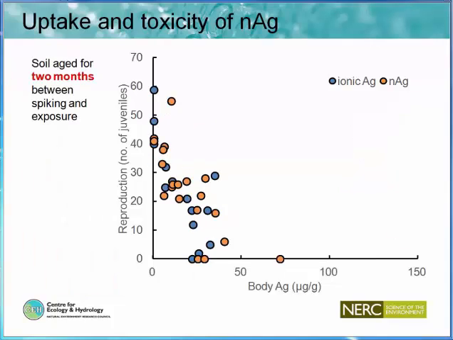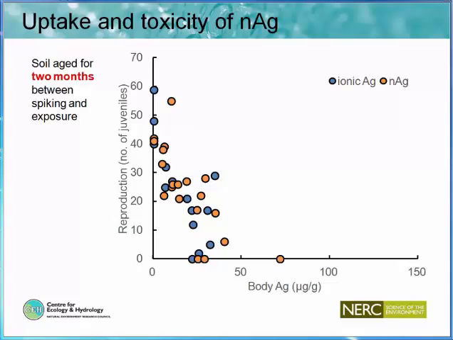However, if we do the same thing, but instead of leaving the soils for a week between spiking and exposing the worms, we leave them for 2 months, we get this pattern, where essentially the relationship between the concentration of silver in the worm and its reproductive ability looks the same. This is not a function of exposure. In both cases, the worms were exposed to the soils in exactly the same way. It has to be a function of chemical changes that have occurred in those 2 months between spiking the soil and actually exposing the worms.